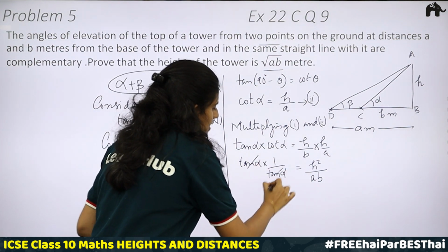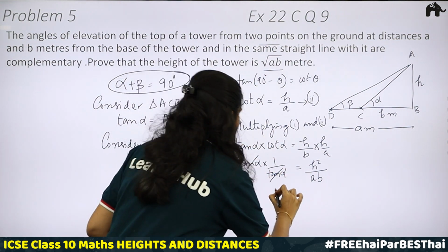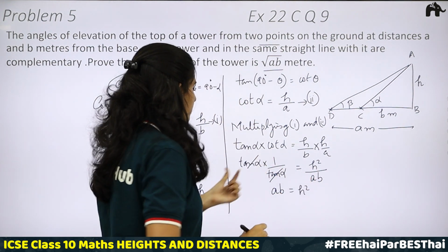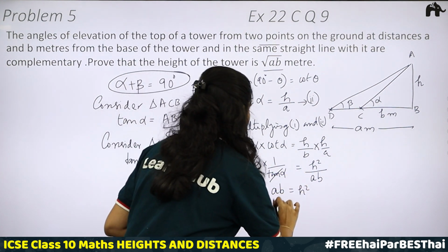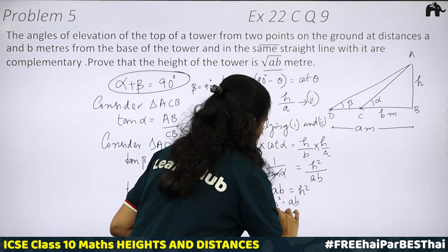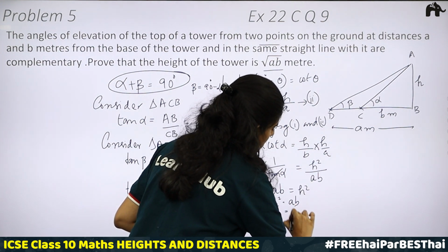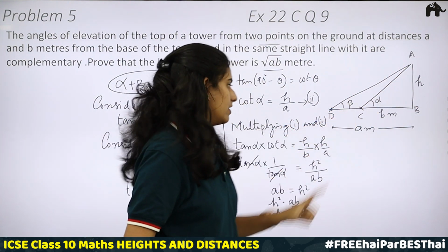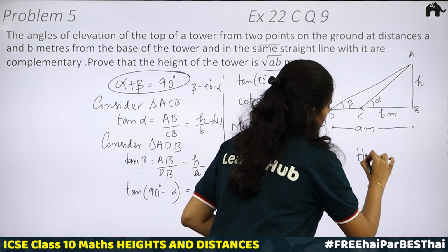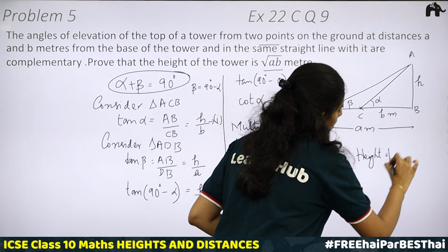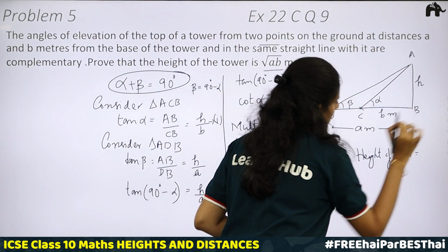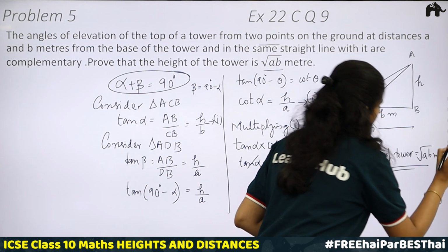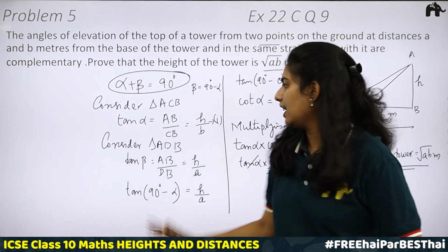This tan alpha and this tan alpha can be cancelled. So we will be having 1 is equal to H square divided by AB. Taking this AB to the opposite side, we get H square is equal to AB. Now, taking the root on both sides, we get H is equal to root of AB. What is H? H is the height of the tower. Therefore, height of tower is equal to root of AB meters.